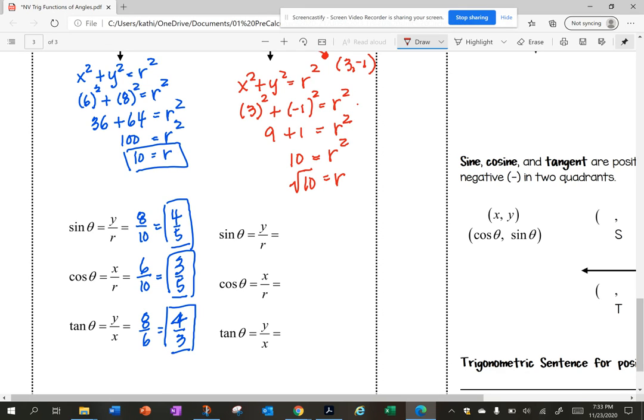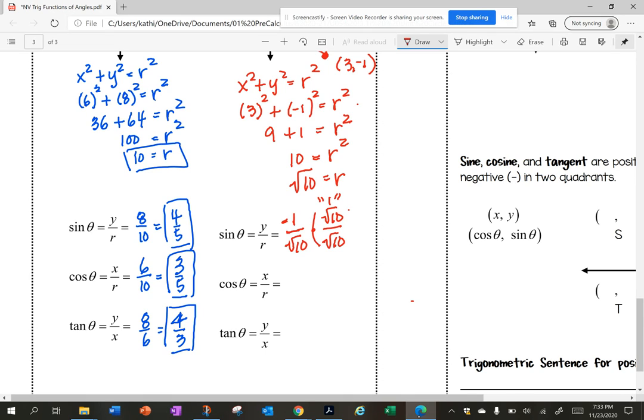So now I'm just substituting. I have x, y, and r. Make sure you use the signs. So sine is y over r, so y is -1 divided by the square root of 10. I need to rationalize the denominator. So the denominator, I am going to multiply times 1 in the form of anything divided by itself. And I'm looking at the denominator. So the denominator is the square root of 10 over the square root of 10.